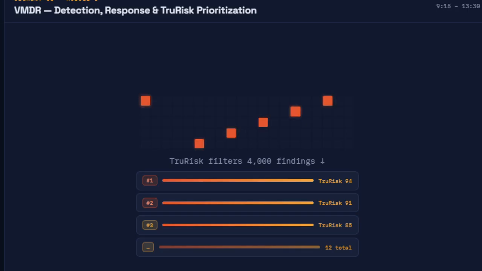Worked example: a scan returns 4,000 findings. True Risk narrows the truly urgent list down to 12 vulnerabilities that are high severity, actively exploited in the wild, and sit on business-critical assets. That's the list the team works from Monday morning.